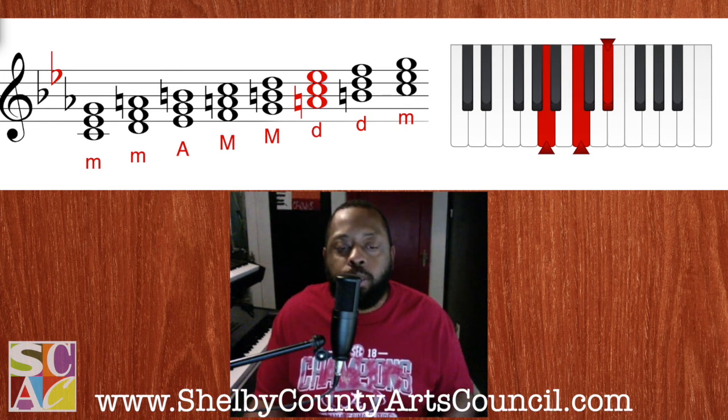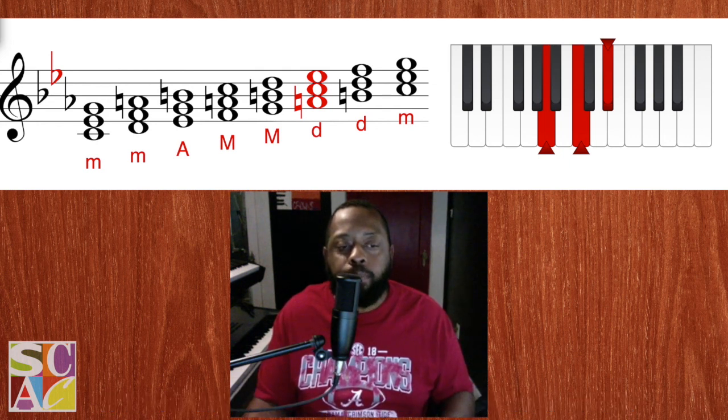So here is the formula for a melodic minor diatonic triad. Minor, minor, augmented, major, major, diminished, diminished, minor.